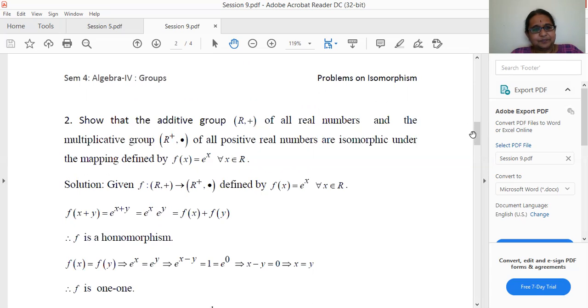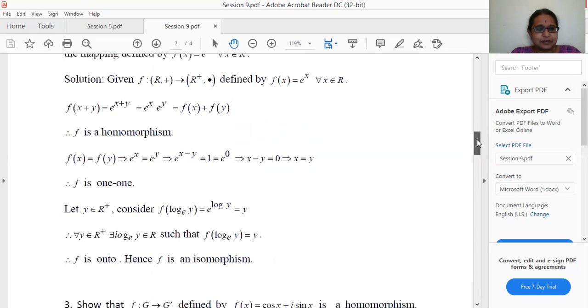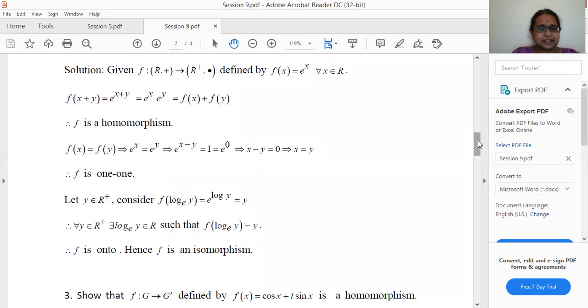Then we have f of x, and here multiplication is the binary operation. So it is f of x dot f of y, so e power x dot e power y. Both sides the value will be same, that is f of x plus y is equal to f of x dot f of y. Hence f is a homomorphism. After checking it is a homomorphism, we shall check whether f is 1 to 1 and on to, and hence we can check whether f is an isomorphism.